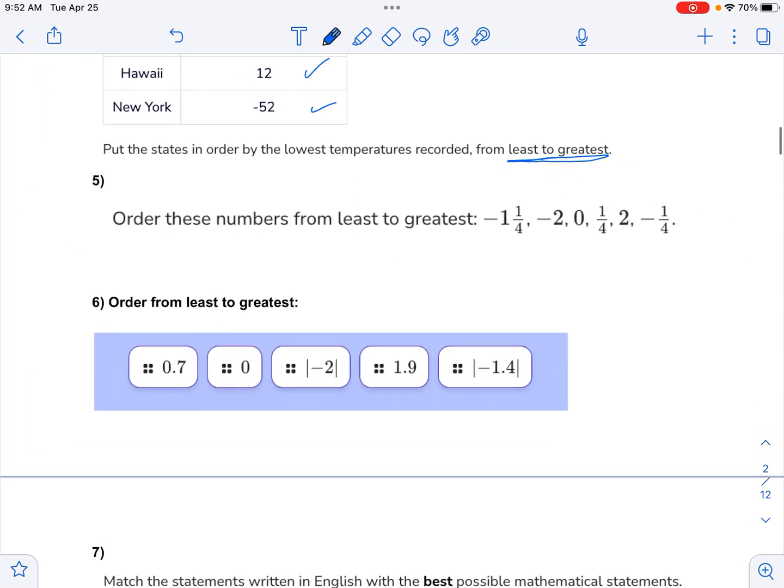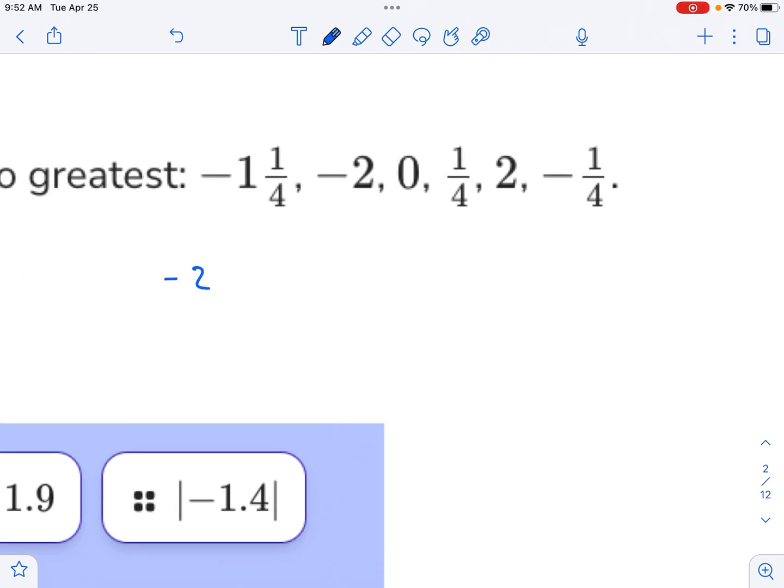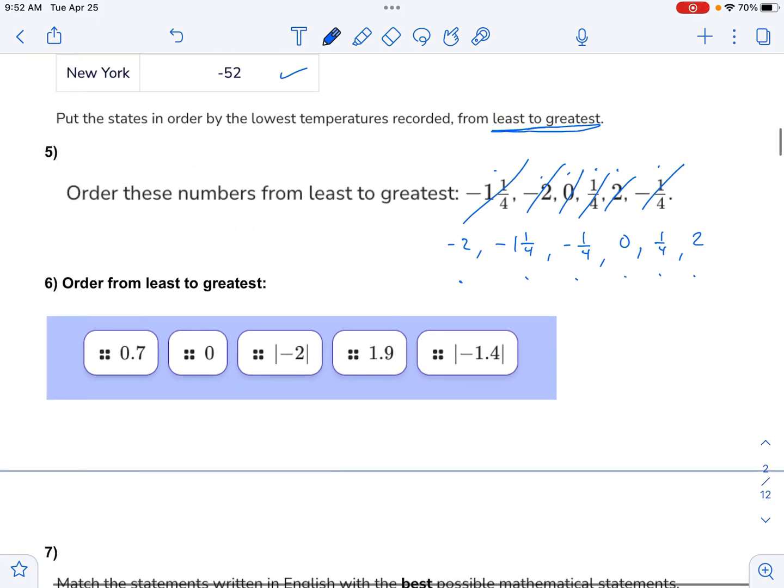Order these numbers from least to greatest. So my smallest number is the most negative, which is -2. Cross that out because I already used it. My next most negative is -1/4. And I'm checking them because I don't want to miss any. Students sometimes miss one, so that's what I'm doing. Okay, now I'm on the positive side. I got my 0, and then 1/4 is the next one because I got to climb back up on the number line. Okay, I'm going to check these: 1, 2, 3, 4, 5, 6. Make sure I got 6 things. There you go.